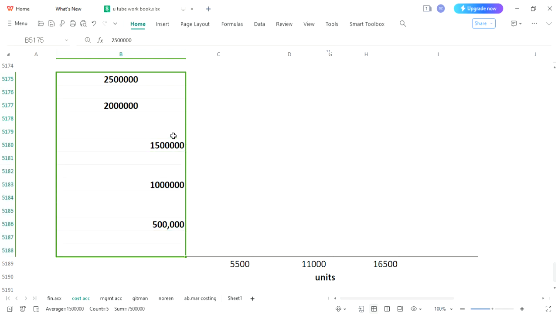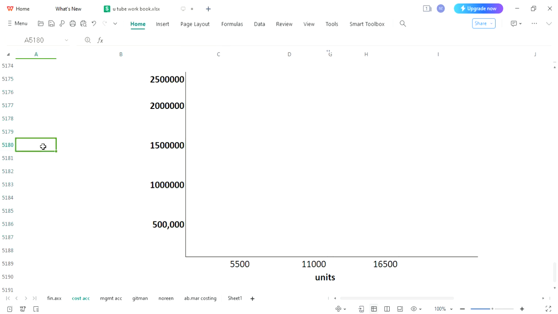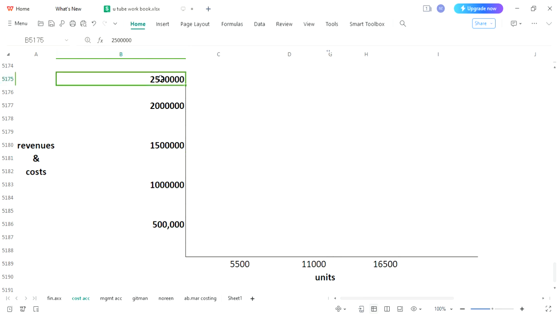All revenues and sales, it was mentioned to put on the Y-axis. Revenues and costs are mentioned over here. Please understand that this is the way you can present your graph.